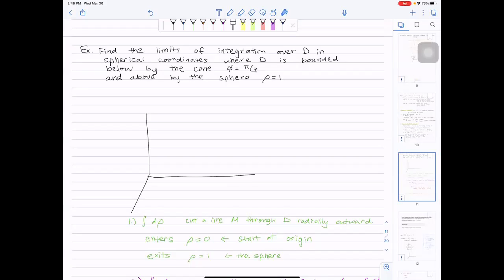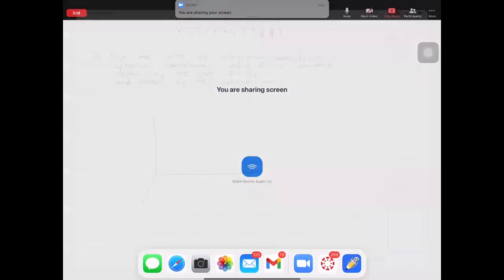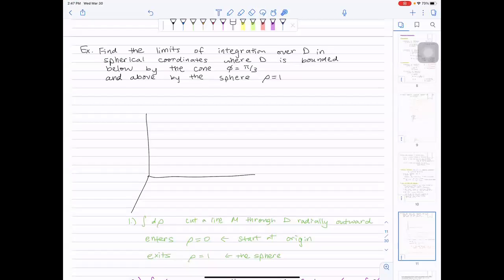Can you explain at what point rho is 1? Rho is 1 because you want to find where your ray exits. We're drawing a line starting at the origin and going upwards. We enter at rho equals 0 and we exit at the sphere. They gave us the equation of the sphere as rho equals 1, so that's why the exiting point is rho equals 1.